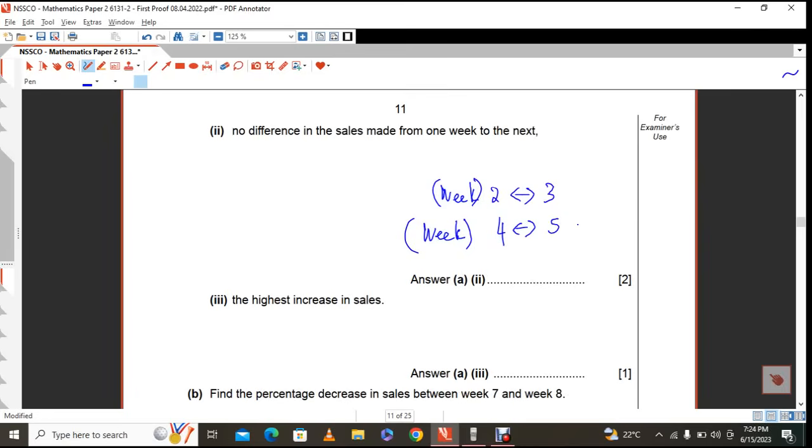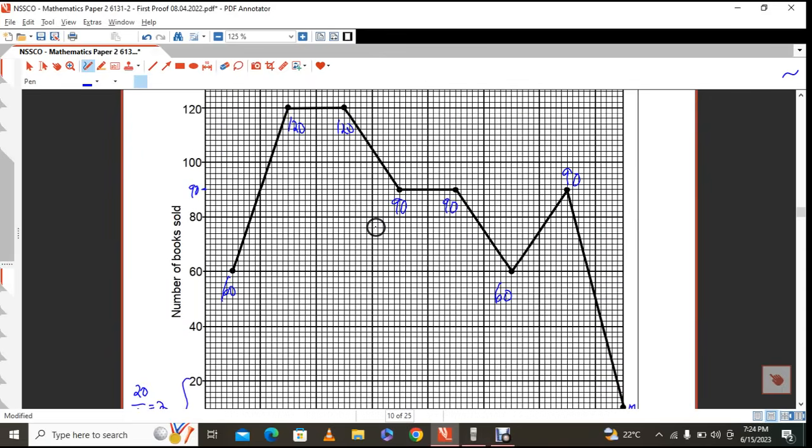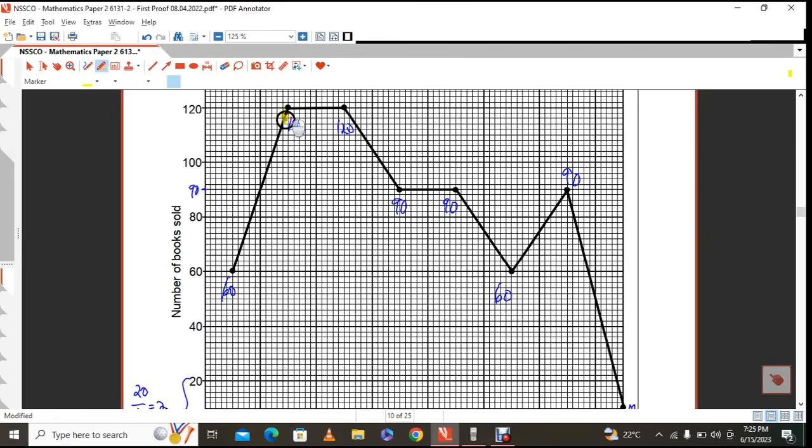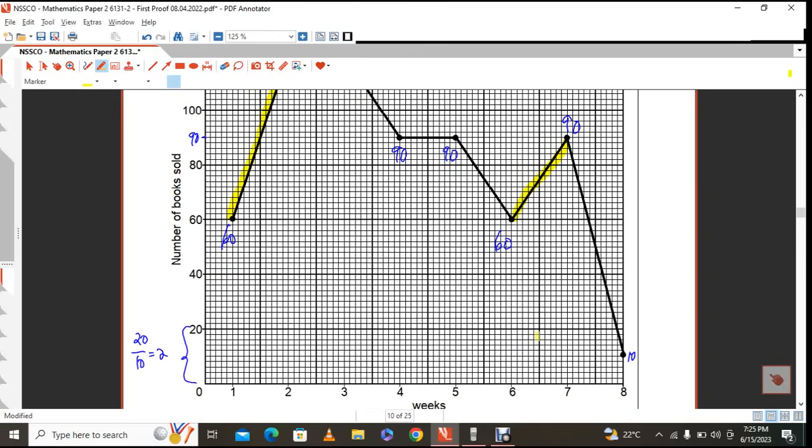The highest increase in sales. So now you have to look at week-to-week basis. If you look at highest increase in sales, we are only interested in the part where the graph goes up. So I'm going to highlight that part so you can understand. We are only interested in this part where the graph goes up, because this implies an increase in sales. So it's only week one to week two that we're going to look at. And also, what week is this, where you have the 60? Of course, that's week six to week seven.